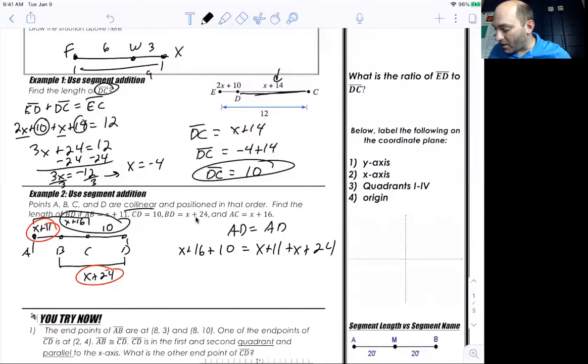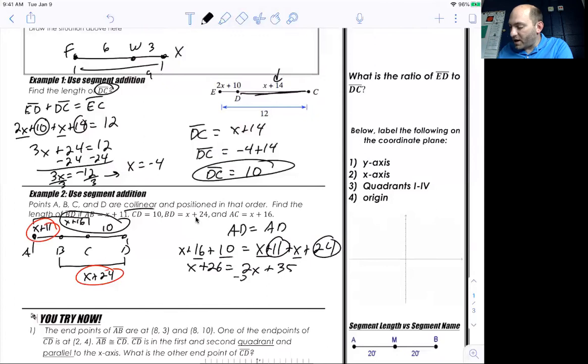All right, so now I can put my like terms together, 16 and 10. So that's x plus 26. Put x and x together to get 2x, and 11 and 24 together to get 35. Now I can subtract 2x over, and subtract 26 from both sides, so that the 2x is gone and the 26 is gone. I get negative x is equal to positive 9. Now I can divide by negative 1, and I get x equals negative 9.